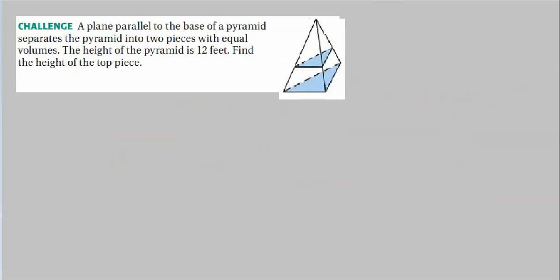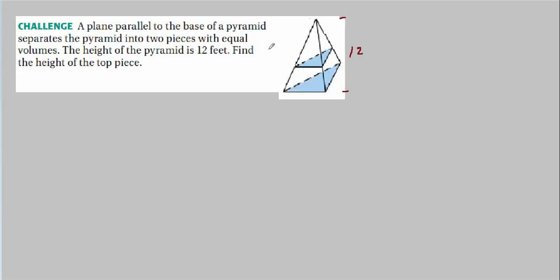Now here's one that's kind of interesting. We're going to have to use our head to do this one, because they didn't give us much to work with. They gave us a height from here to here. That's 12 feet. That's about all we know.